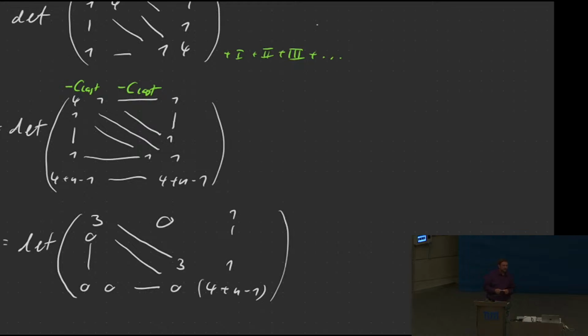So now I have a matrix that is triangular, and for a triangular matrix the determinant is simply the product of the entries on the diagonal. Those are all 3s, with the exception of the last one. Which means I have n minus 1 3s, and then I have this 4 plus n minus 1. And that should be the result.